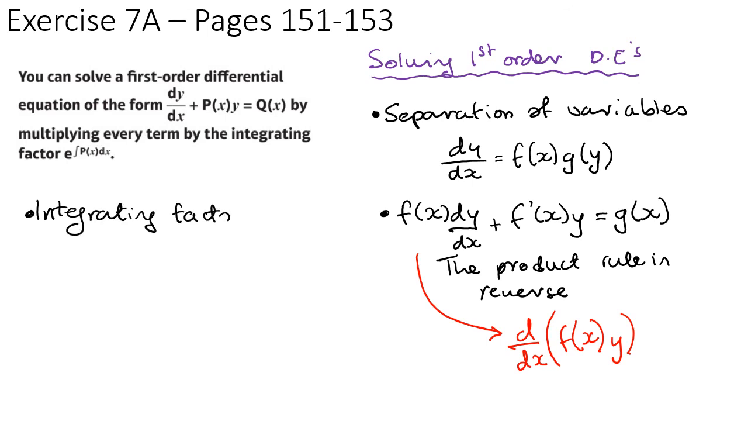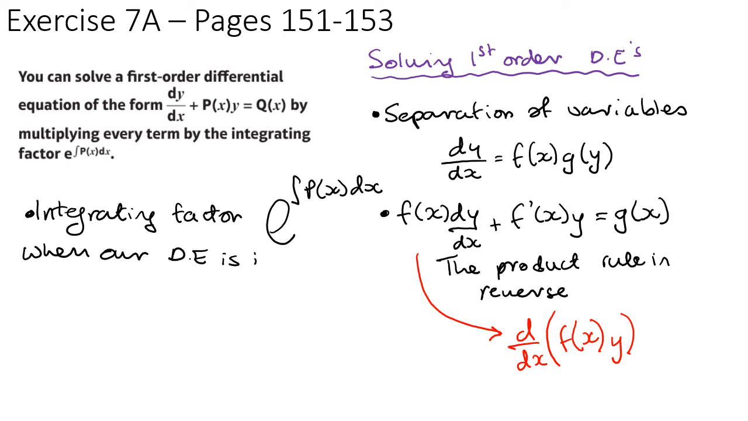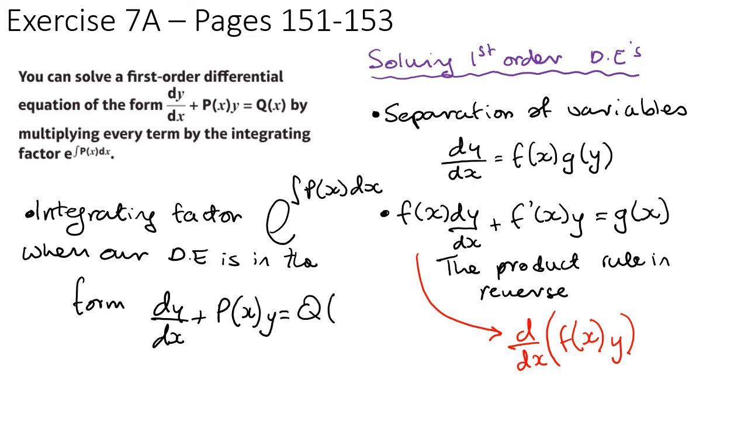Now if it's not in that form, then we would use the integrating factor. We multiply everything by the integrating factor, which is e to the power of the integral of p of x, when our differential equation is in the form dy dx plus p of x y equals q of x. So 3 slightly different methods.